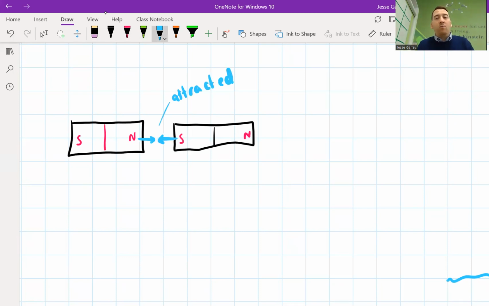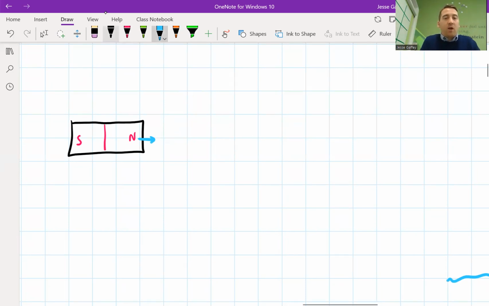Okay, it's like one magnet is pulling another magnet in, even though they're not in contact. Okay, and likewise, if you flipped one of them around, so let's say we flipped the one on the right, so it was facing the other way. So we've got the two ends facing each other.